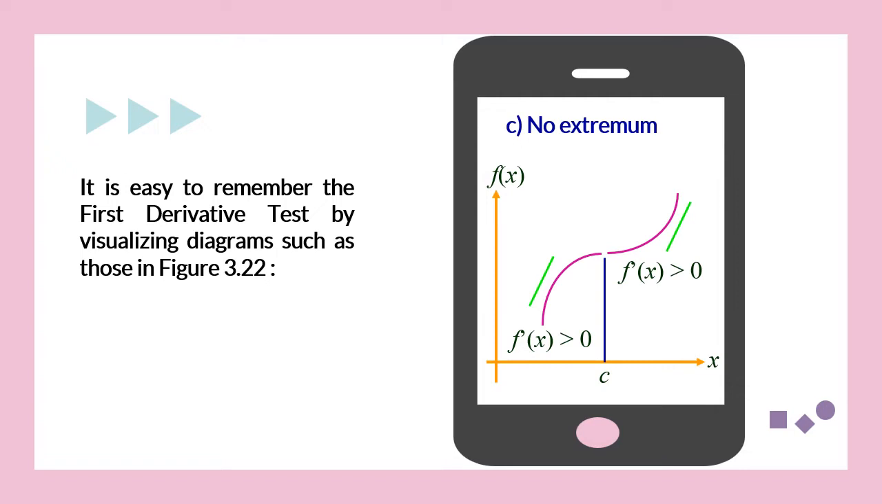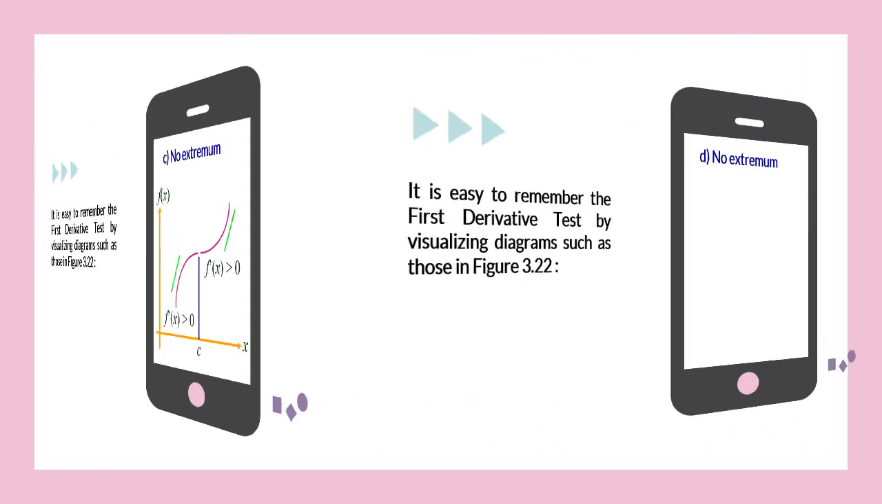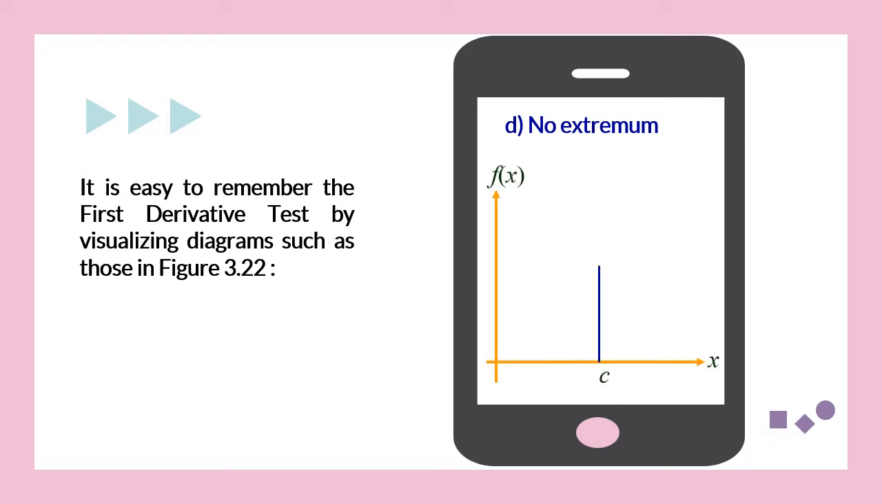Okay? It can be another situation. So if f prime x less than 0, it will be like this graph. Okay, so both have a negative gradient, going down. So we don't have a local extremum here.